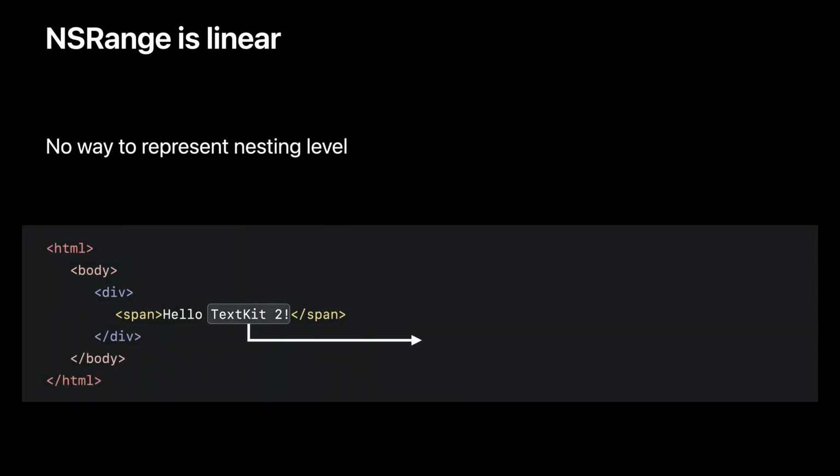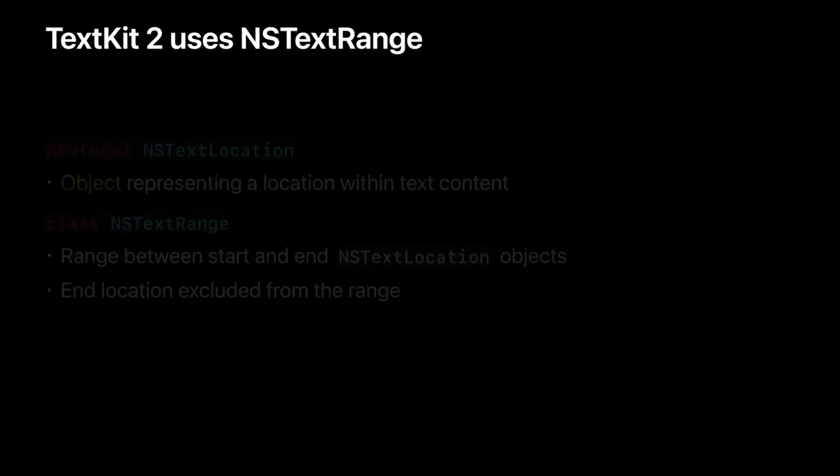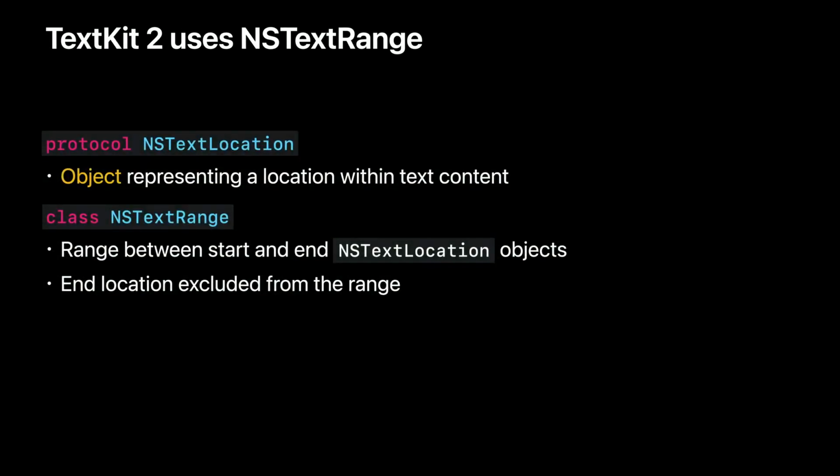But the linear model doesn't work for indexing into any content that has more structure than a string. Here's an example. HTML documents are represented as a tree structure, where each tag is a node in the tree. If our Hello TextKit 2 text is part of an HTML document, there's no way for our NSRange to tell us that the text is inside the span tag, nested 3 levels deep. The linear model isn't expressive enough to store that information, so we can't use it to index into a nested structure like this one. This is why TextKit 2 added new types for representing ranges in the text content.